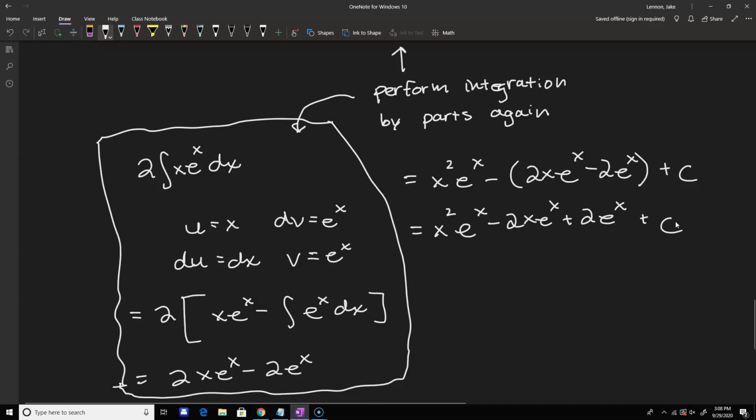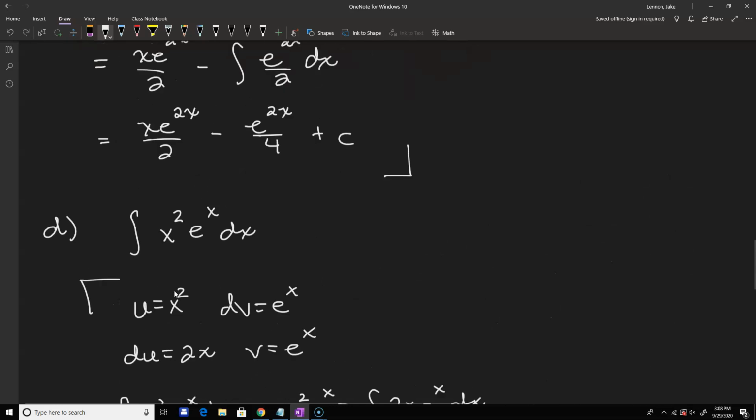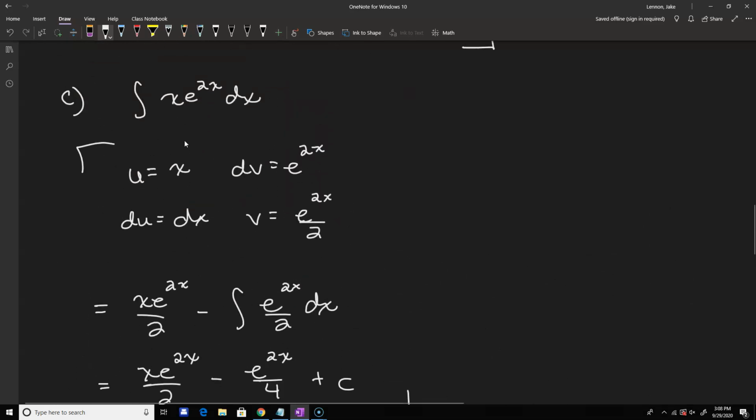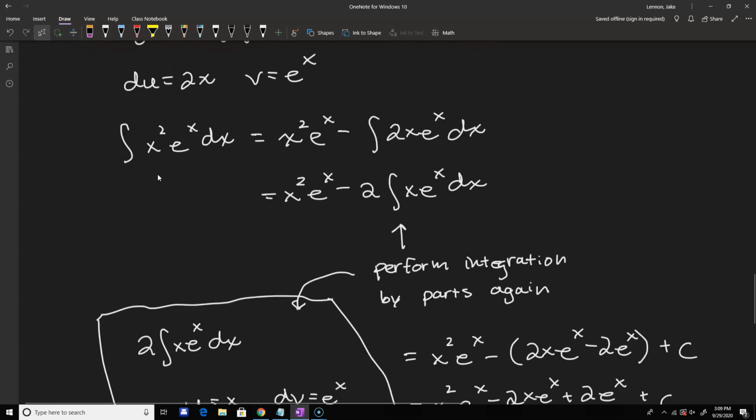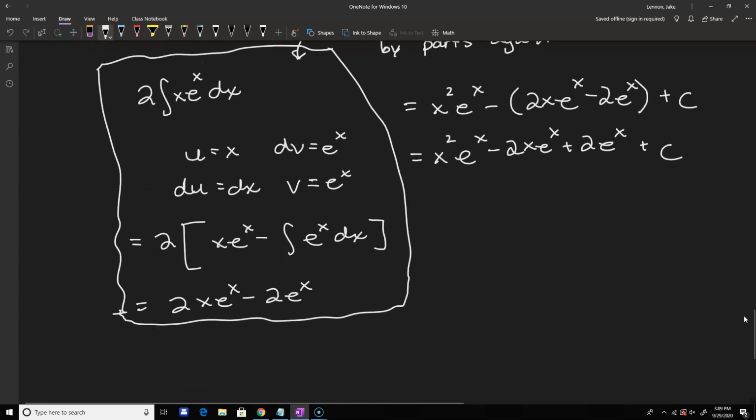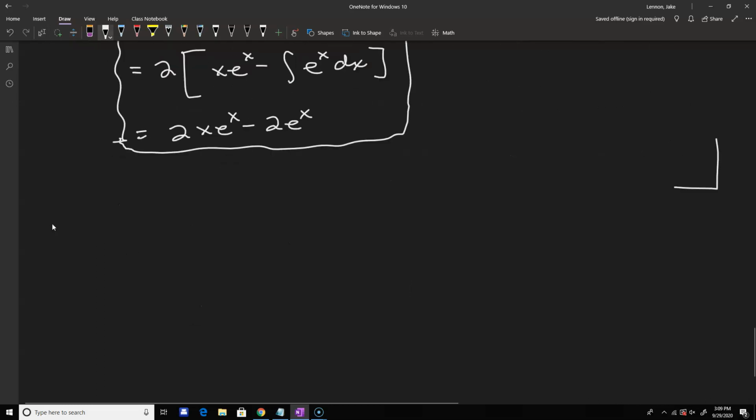So for that one, it was a little bit tricky because we had to do integration by parts twice. And if I were smarter, I would have made the previous example just x e to the x so that we could just appeal to the result from part C. But essentially we did that again in the little bubble that I drew. Okay, so let's go ahead and move on to part E.